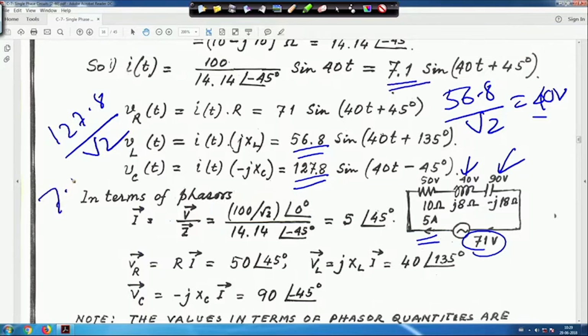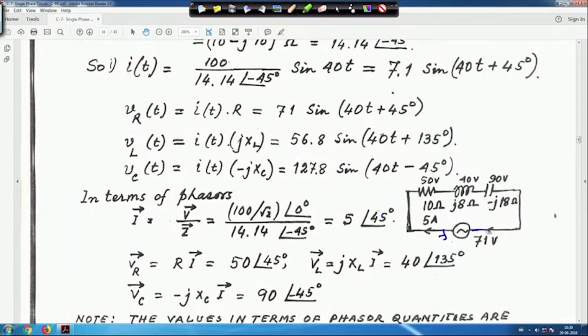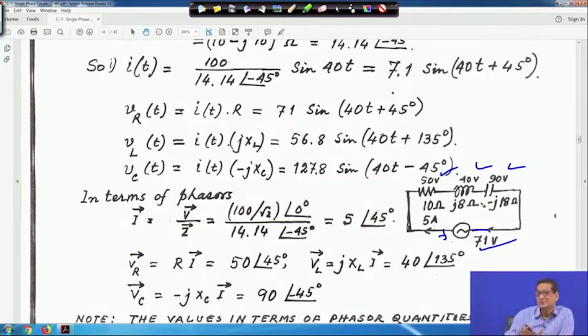So 7.1 is the approximate value 7, the maximum value. If you divide by root 2, it is 5 ampere. That is why this is 5 ampere. This diagram is completely based on the RMS values, so all these things are RMS values. This kind of example I have taken so that I can show you the peak value and RMS value simultaneously, such that our understanding will be very much clear.